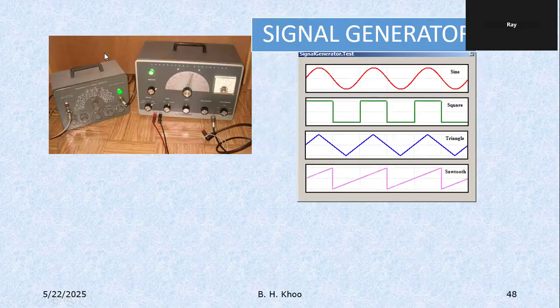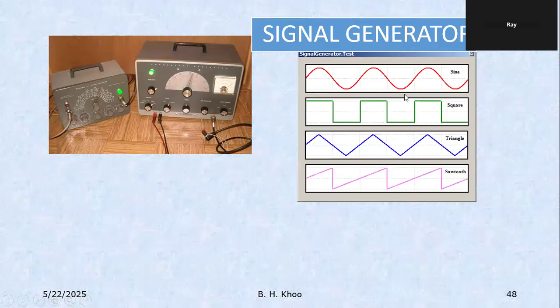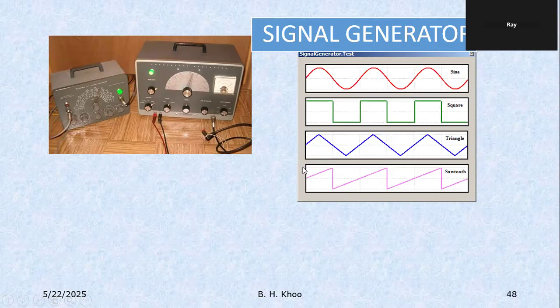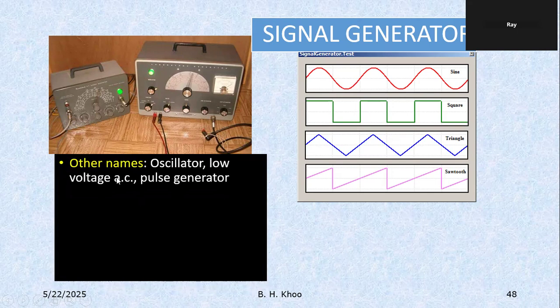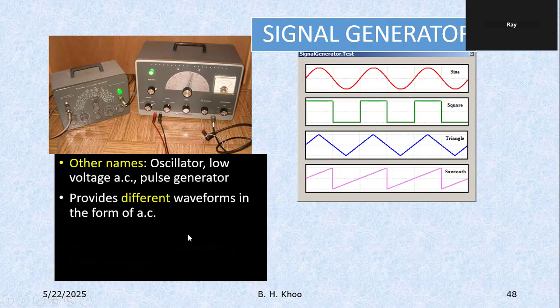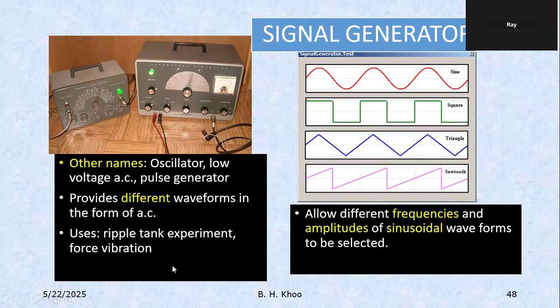Okay, this is more for paper 5. This is your analog signal generator. Our lab one, I think we have a digital one. It provides different waveforms, only for those interested in studying electronics or physics at a higher level. But we are interested in the red waveform only. Other names: oscillator, low voltage AC source or power generator. It provides different waveforms in the form of alternating current, used in the ripple tank experiment, forced vibration. It allows different frequency and amplitude of sinusoidal waveform to be selected. The voltage can be increased or decreased.